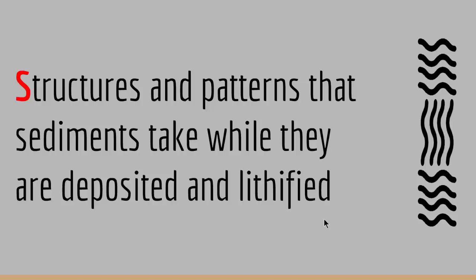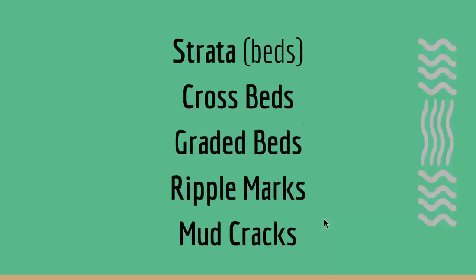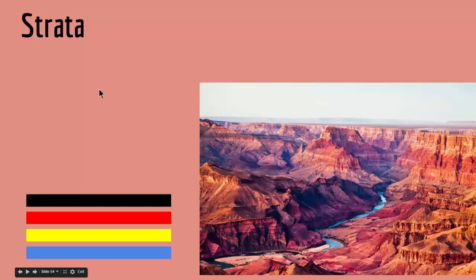Just like this structure that was made by man, nature also creates different types of patterns and structures on sedimentary rocks while they are deposited and lithified. So examples of those structures are stratas, cross beds, graded beds, ripple marks, and mud cracks. So let's look at the first one, strata.